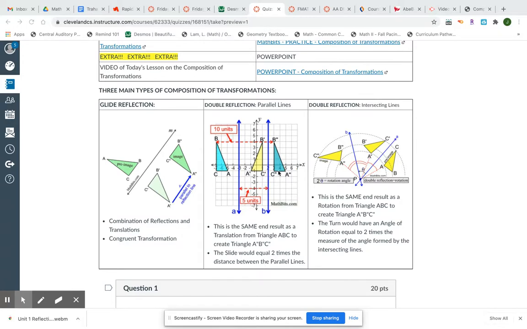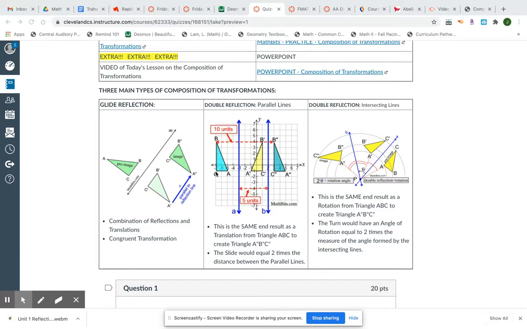So I then created triangle A prime, double prime, B double prime, C double prime. And once again, with a reflection, everything is equidistant, perpendicular away from the line of reflection. Okay, so what you need to know is that I could have achieved this, starting point to ending point, pre-image to image, by just sliding my original pre-image triangle ABC across this coordinate plane 2 times the distance between those parallel lines. So the distance between these parallel lines is 5.